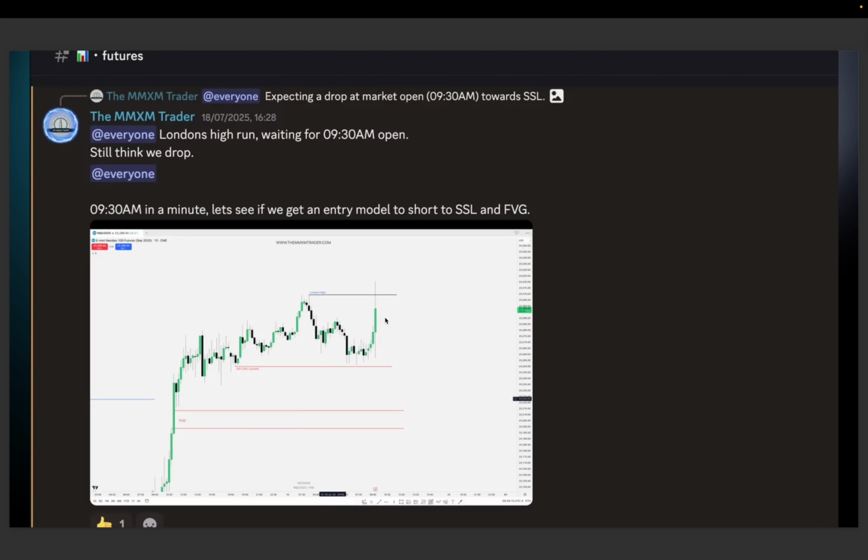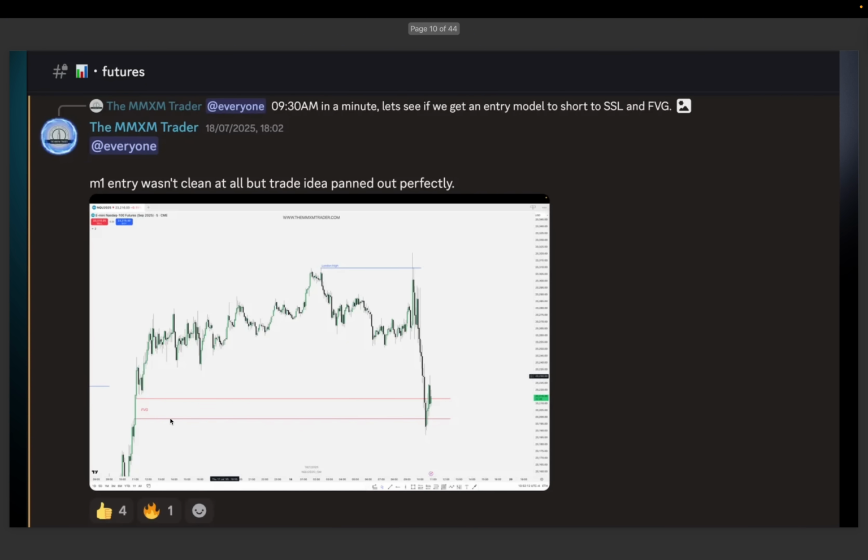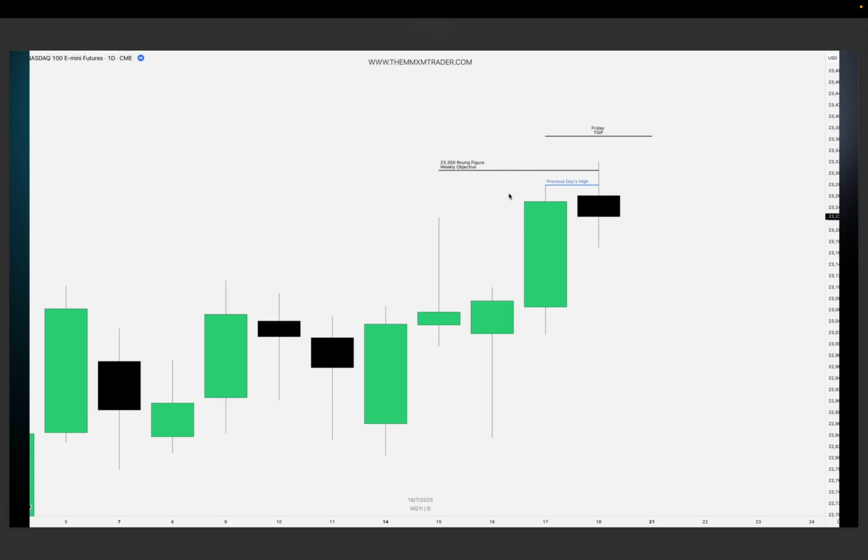And we were looking for a counter trend trade down to relative equal lows, like I mentioned in the checklist, obvious liquidity, and a fair value gap here. Okay, and this is what ended up happening. So just reminding you here, we've run the previous day's high here, Thursday's high, taken into 23,300 round figure, which is the weekly objective on a Friday.